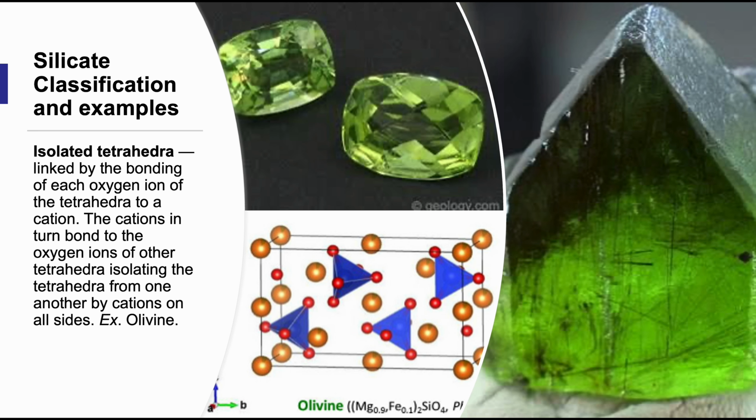How about some examples? Silicate classifications with examples here. We'll start out with isolated tetrahedra. These are linked by the bonding of each oxygen ion of the tetrahedra to a cation. These cations in turn bond to the oxygen ions of other tetrahedra, thereby isolating the tetrahedra from one another by cations on all sides. The best example there is, the most common example, is the mineral olivine. Almost always a greenish color, could be very, very dark green, almost black. This is common in the rock we call basalt that makes up Hawaii and the island of Iceland.